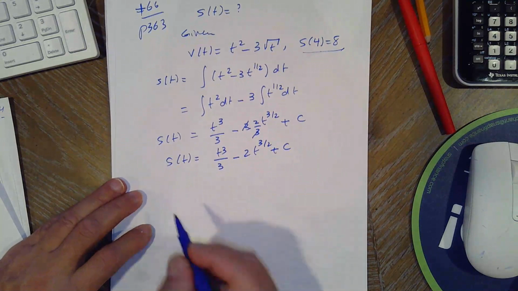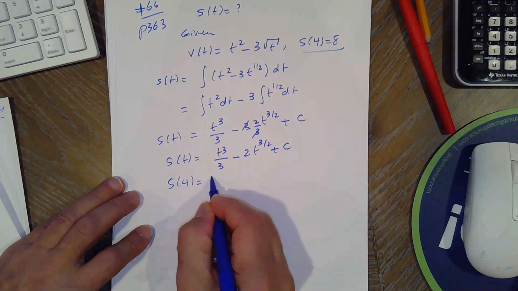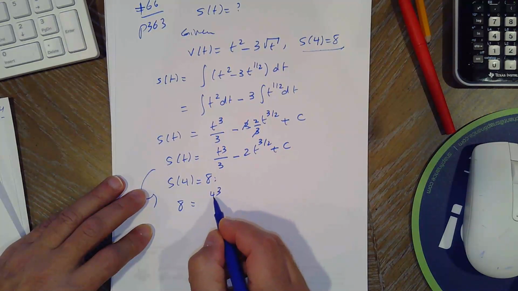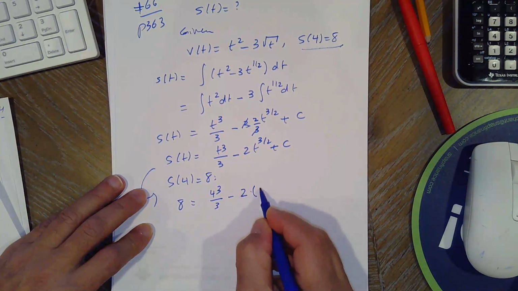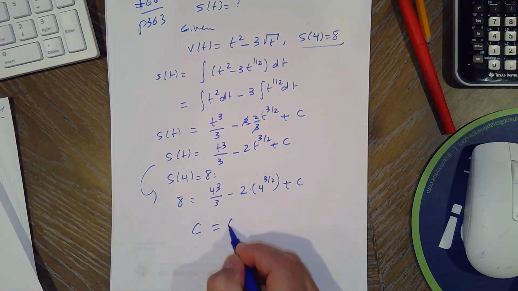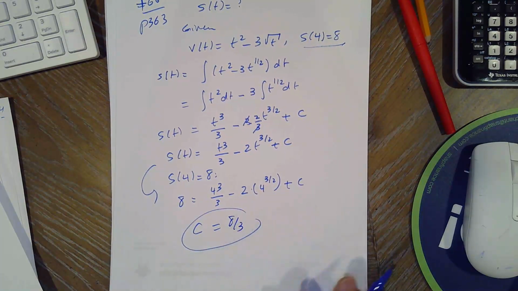Now s of 4 equals 8. So that's going to find us c. So 8 equals 4 cubed over 3 minus 2 times 4 to the 3/2 plus c. So you can figure out that c is 8/3. Okay.